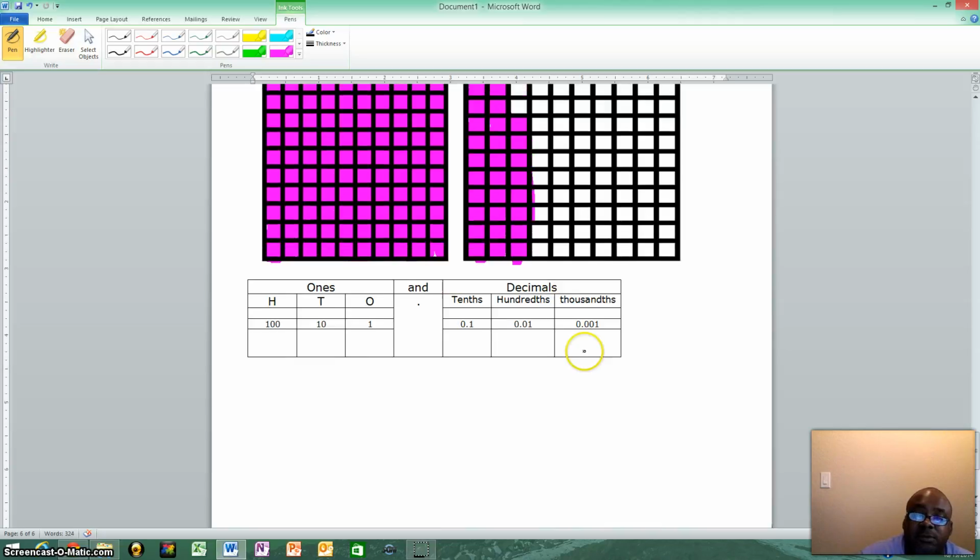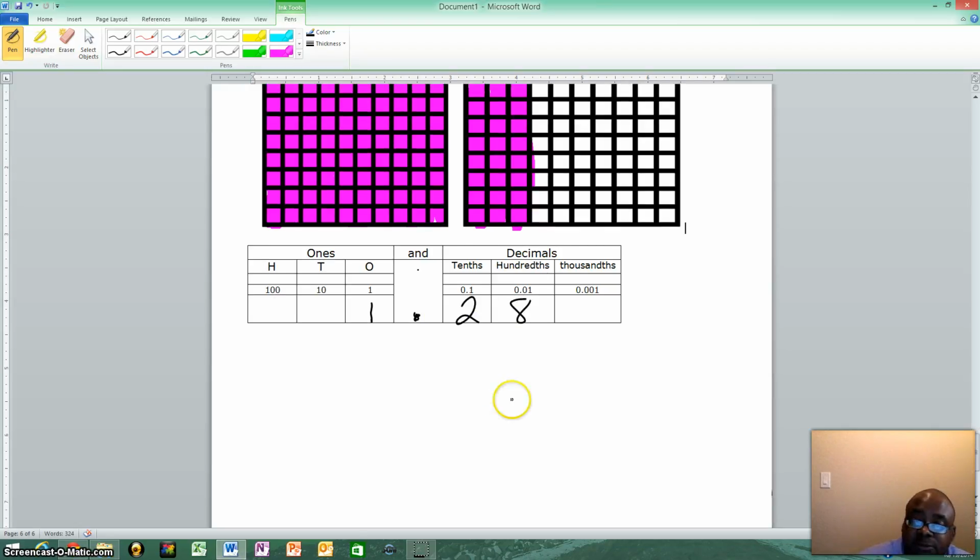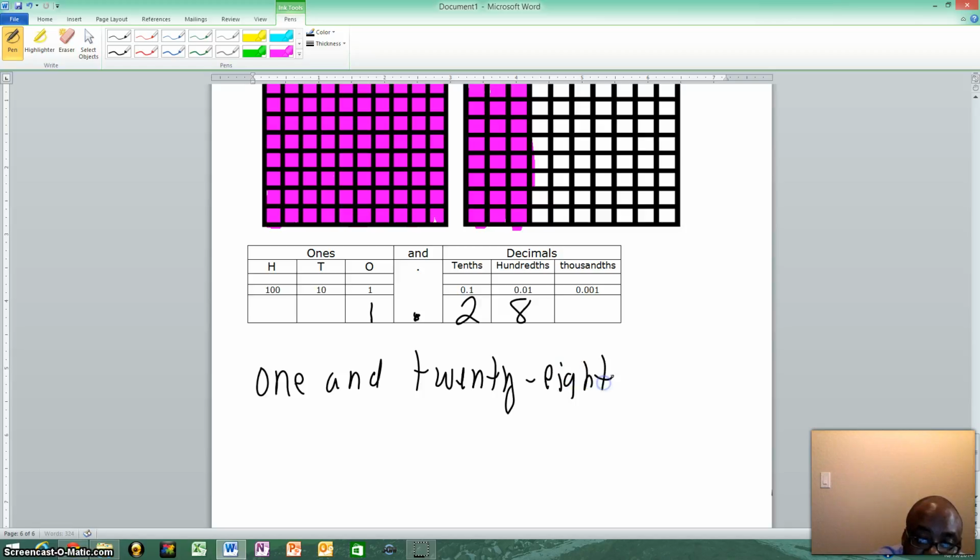Now for my last one. This one, I have 1 whole shaded, and I have 28 of this one shaded. So you remember when you have two numbers, like numbers from 1 through 9 written through here in those zeros, remember this will be 28/100, not 2/10 and 800. It's just 28/100. So this is 1 and 28/100.